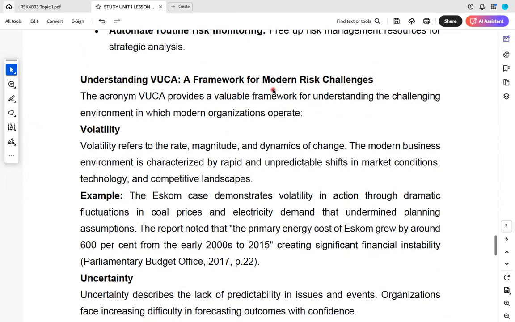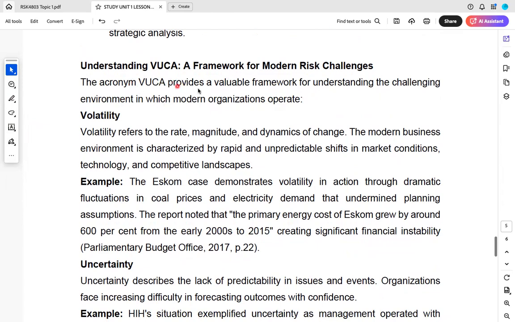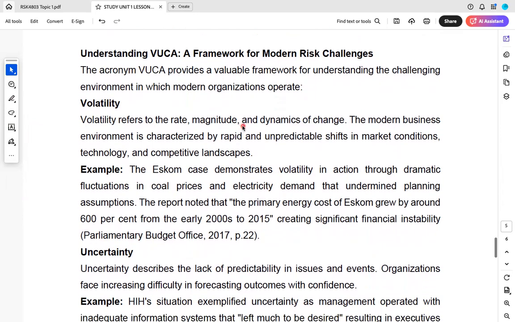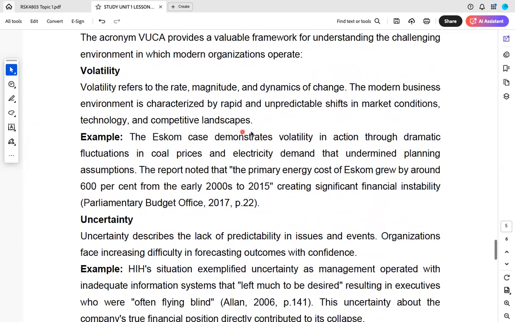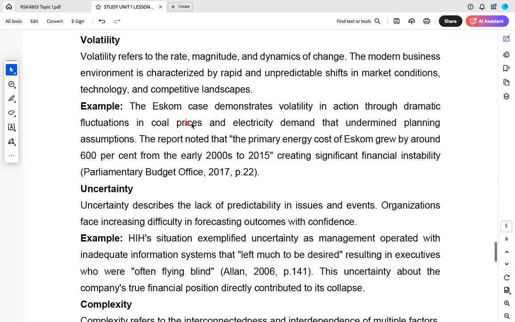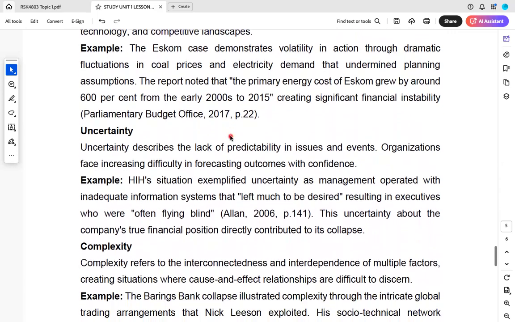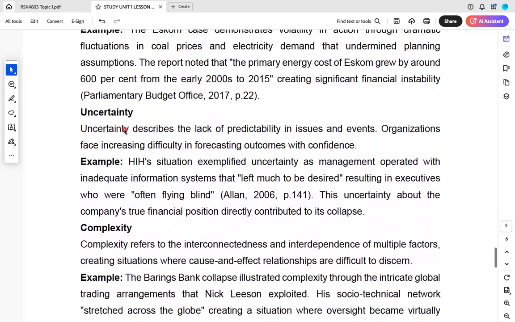So an organization can try to understand its risks based on this VUCA framework. If we consider volatility, this just refers to how quickly things change in the environment in which the business operates. A lot of businesses operate in environments with volatility, like shifts in market conditions, technology, and competitive landscapes. As an example, from the case studies we looked at, Eskom is exposed to a lot of volatility through changes in coal prices and electricity demand. And this can really negatively affect planning. It's difficult to plan, so it can lead to a lot of financial instability within the business.